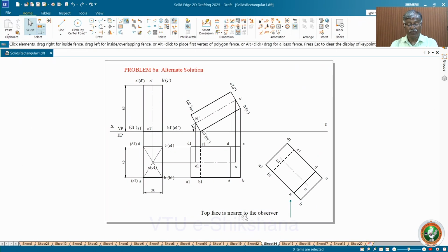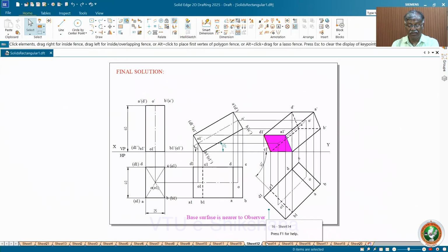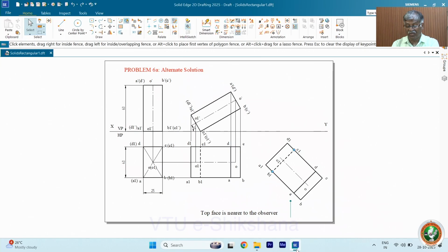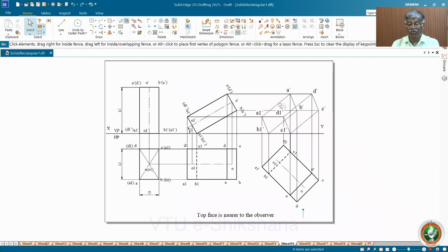Now, if the face is near to the observer, earlier we had the base near to the observer. Here the face is near to the observer. Then the face is visible, the base is not visible. Once you project all, now I have the solution for you. The projected one is this. Here this is invisible, this is visible. Since the face is towards the observer, the face is visible and then the boundary is visible. These two lines are dotted lines and definitely this also is dotted.